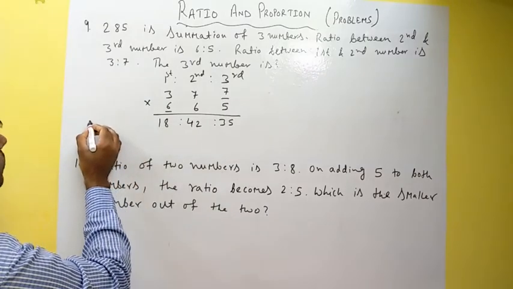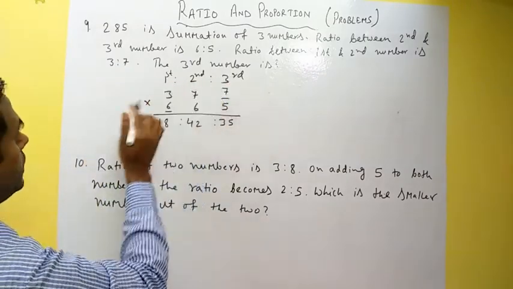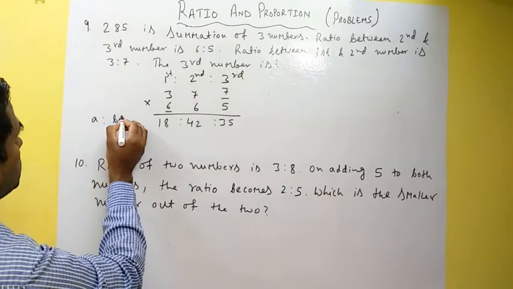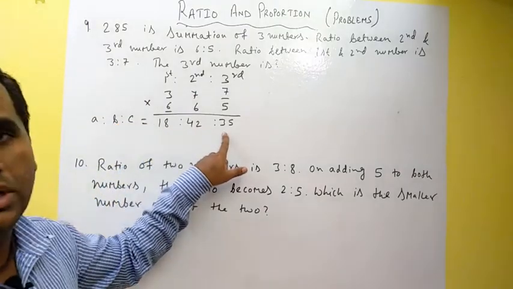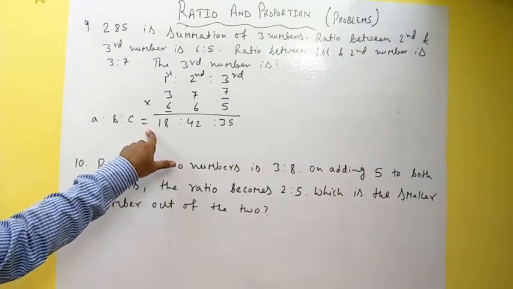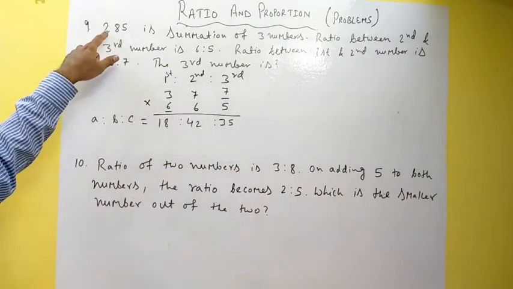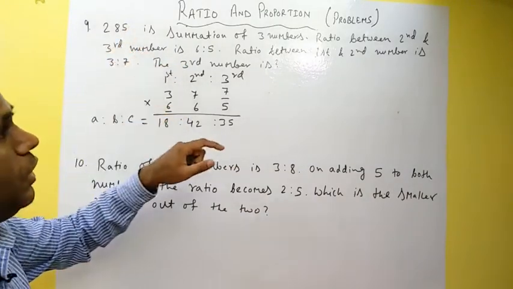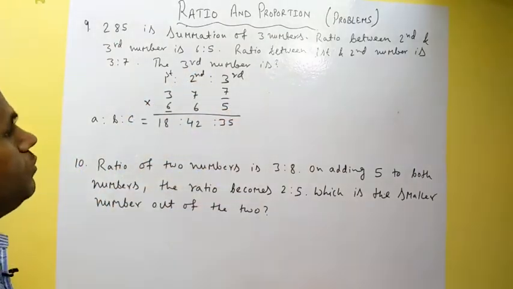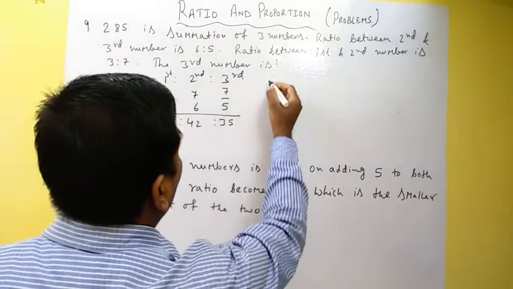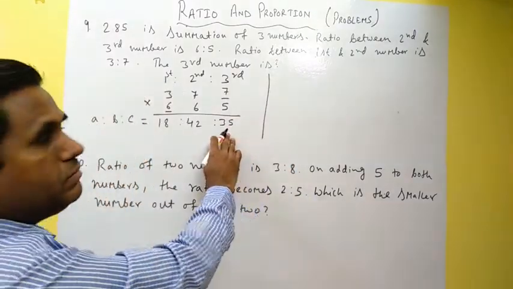So if I assume the first, second and third numbers as A, B and C, then the ratio of A, B, C is equal to 18, 42, 35. So we got the ratio of the three numbers. Now the summation is 285. Now it says the third number is, okay, so how to find the third number? The third number is 35.